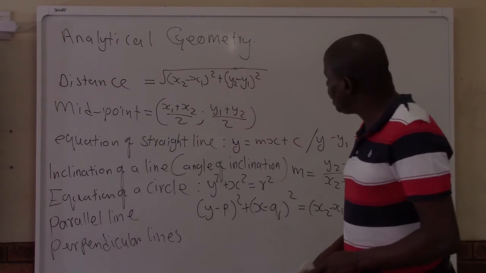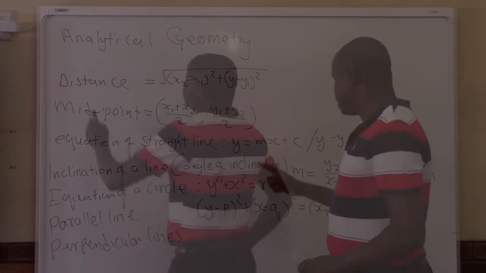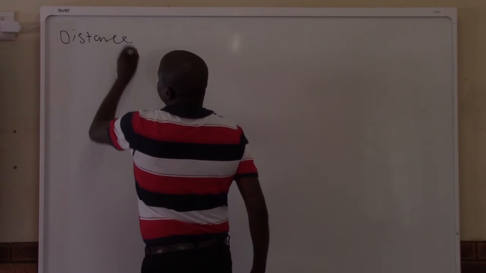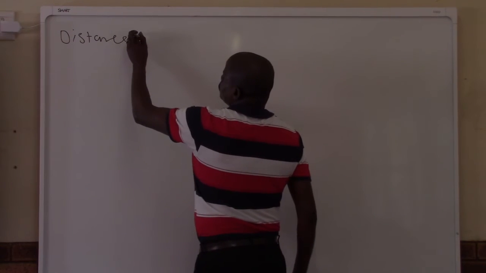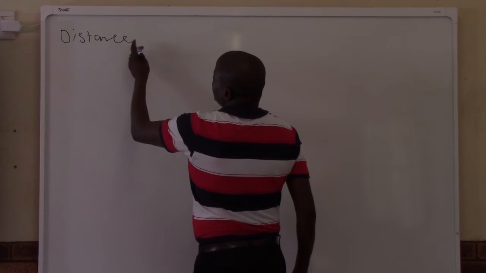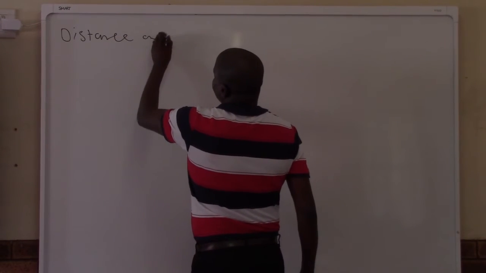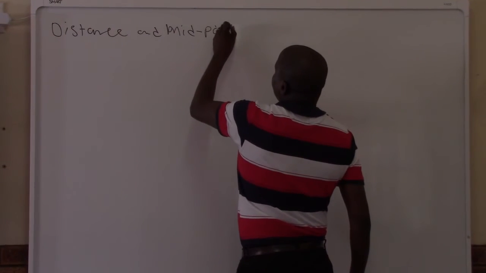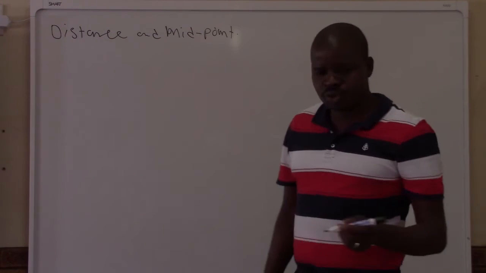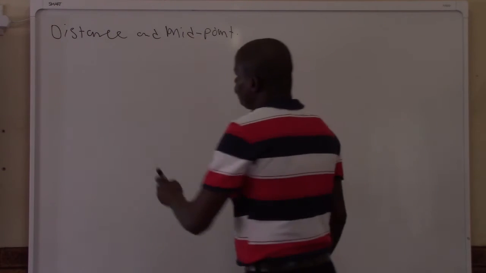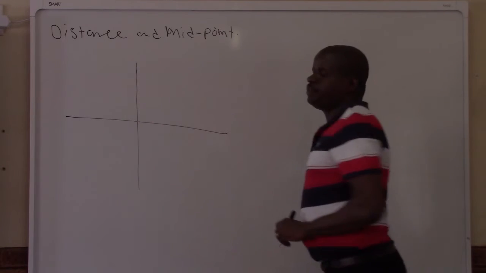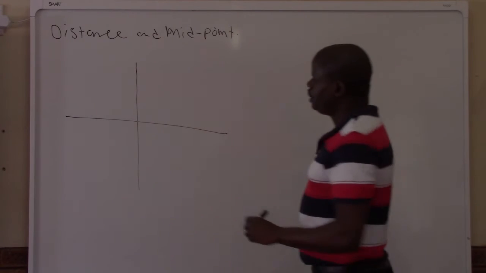So that is how this is. We will start with the distance, which we can also work hand in hand with the midpoint. So when it comes to a distance, for example, if we have a Cartesian plane and then we have a line.